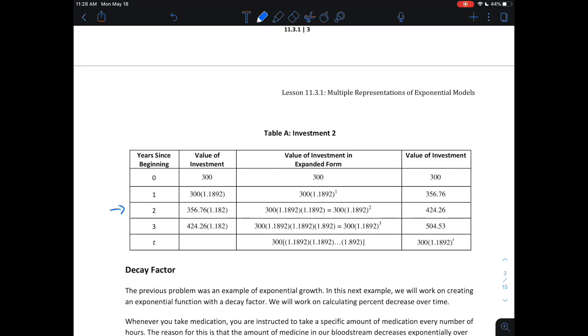Year 2, here's what they were talking about, 300 times 1.1892 times 1.1892. But instead of just writing all of that multiplication, we can speed that up with an exponent. That's the same thing as 300 times 1.1892 raised to the power of 2. And then that gives us 424.26 as the value of the investment.